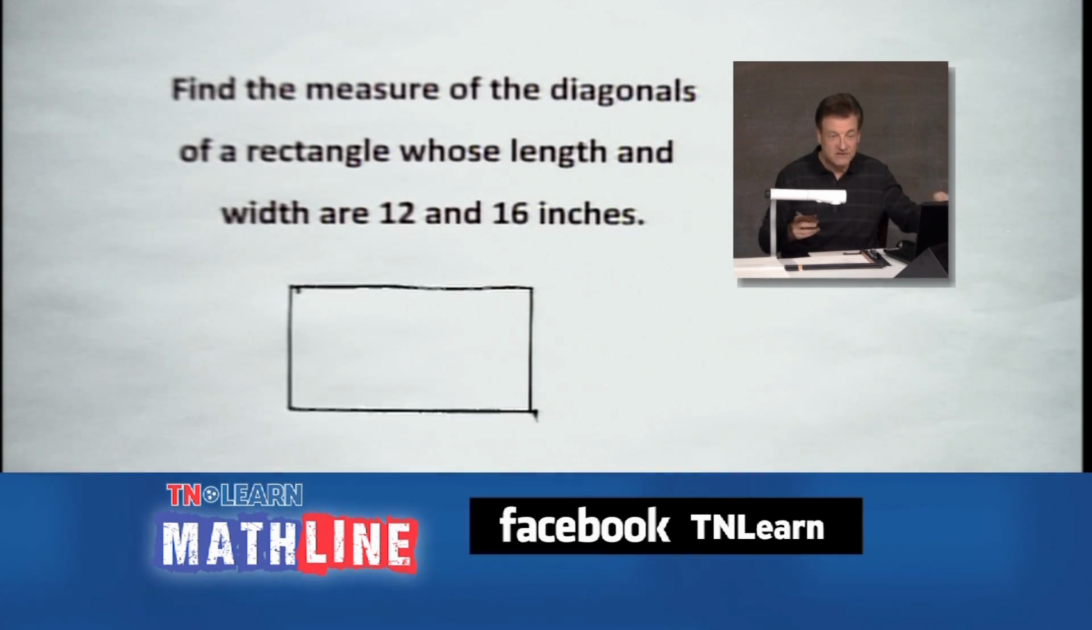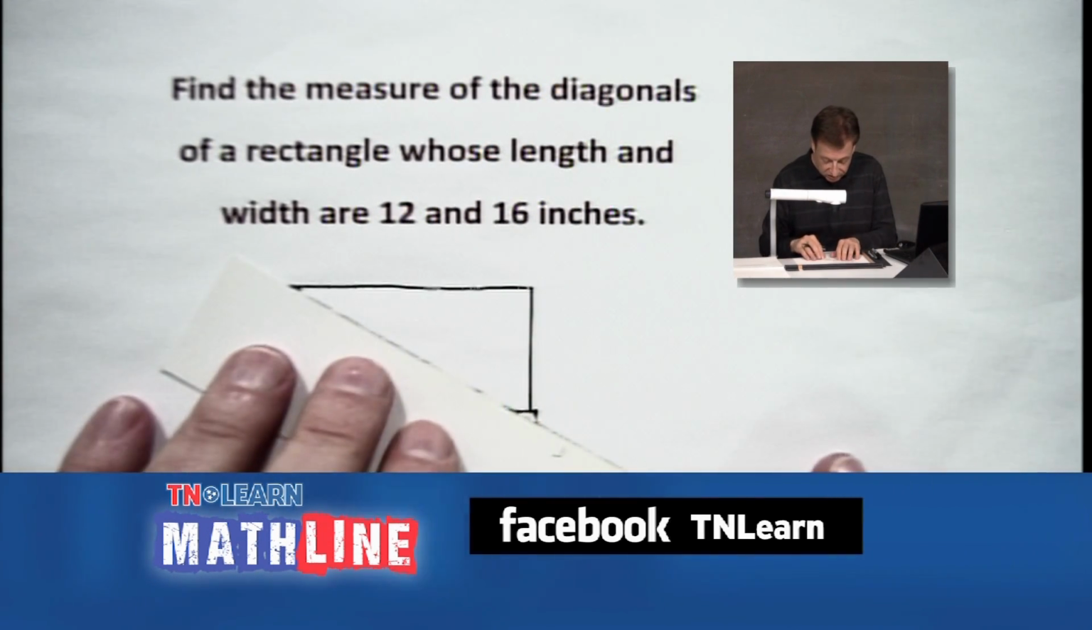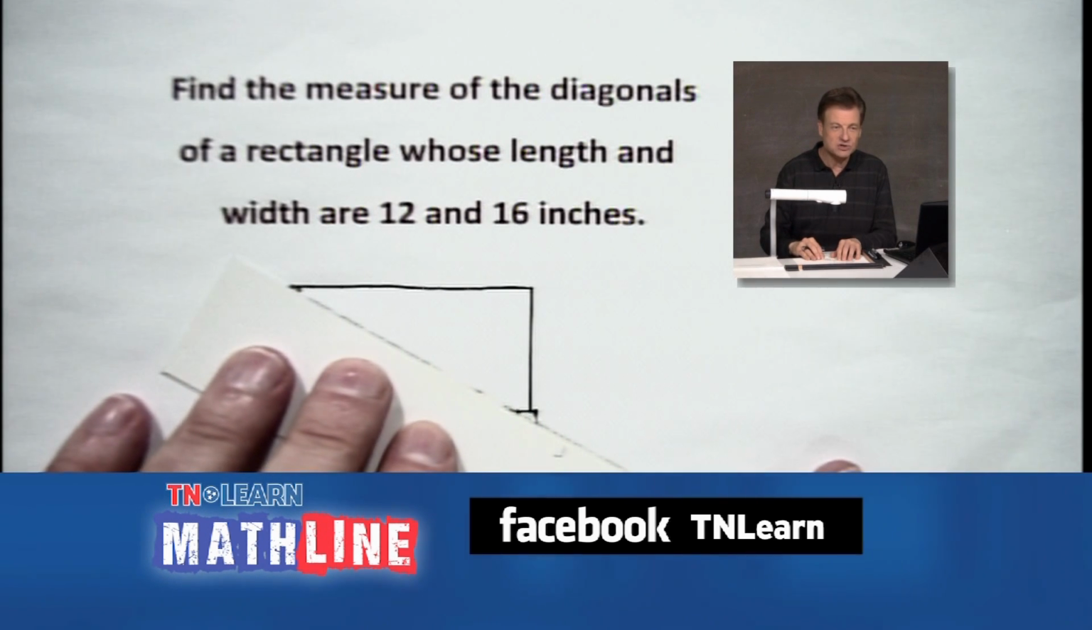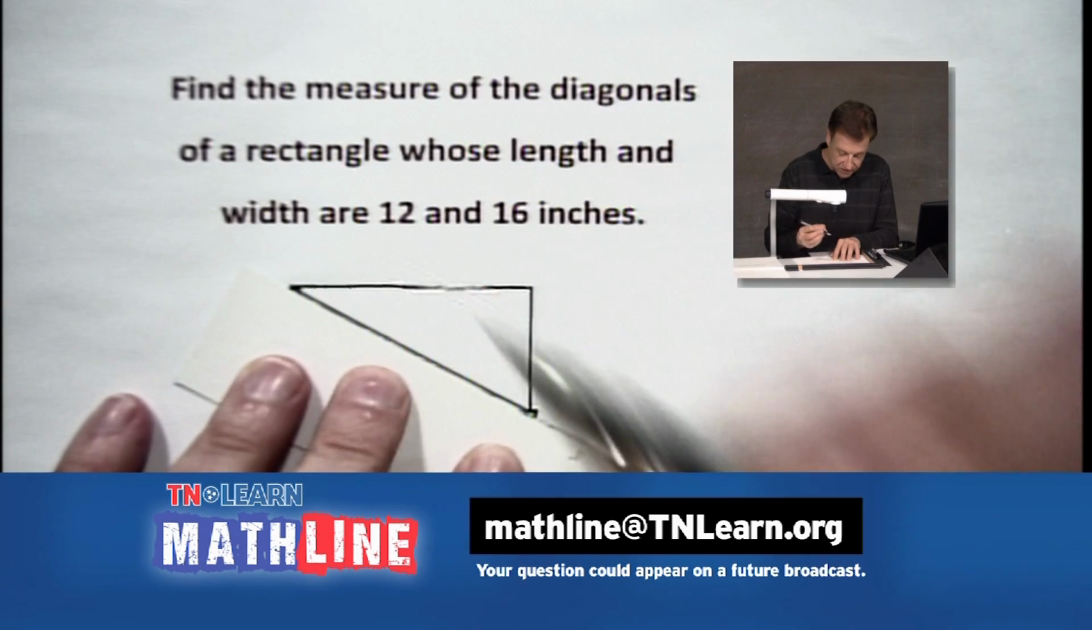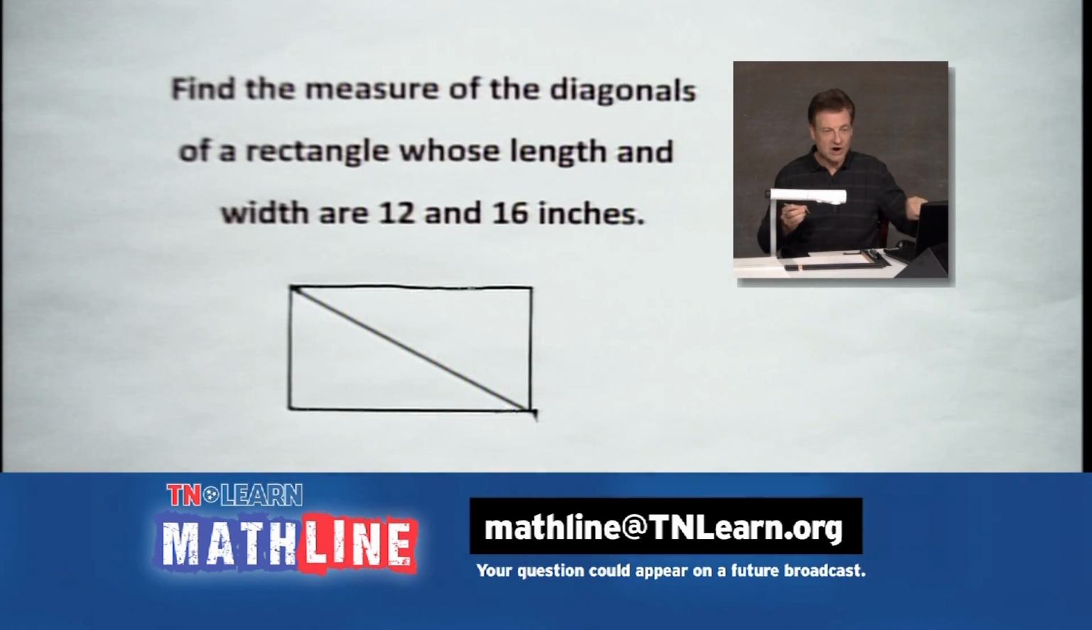So we are wanting to figure out what is the measure of a diagonal. Notice I said a diagonal. Oh, we said two diagonals. Well, we'll have to figure that out, won't we? So let's put that right up through there. There's a diagonal. We're ready to go, all right?